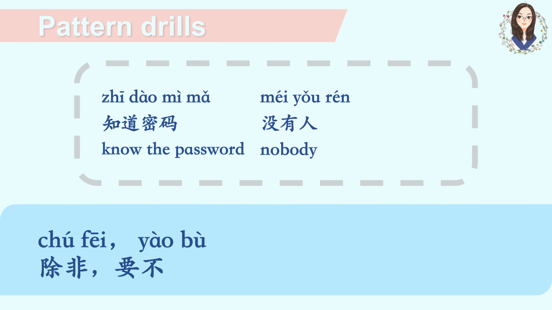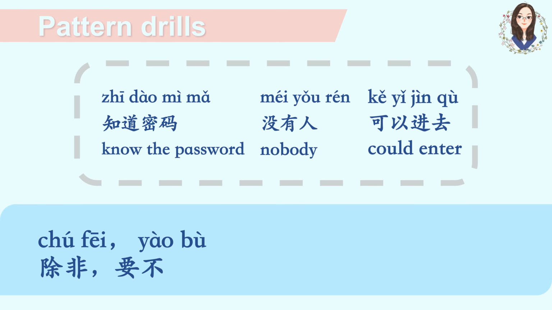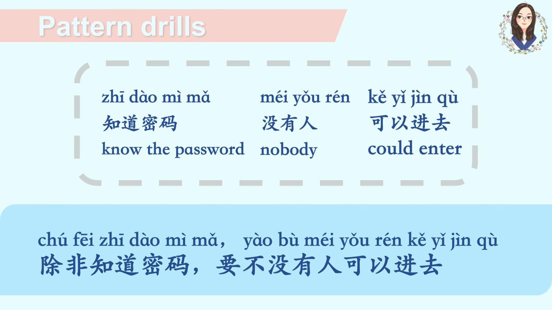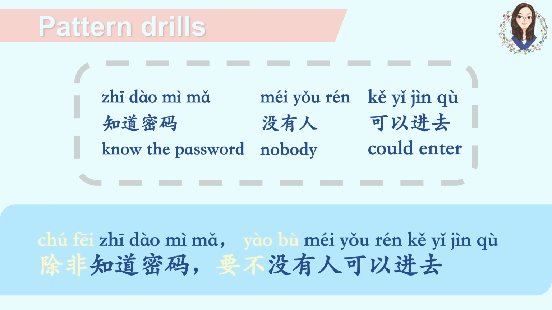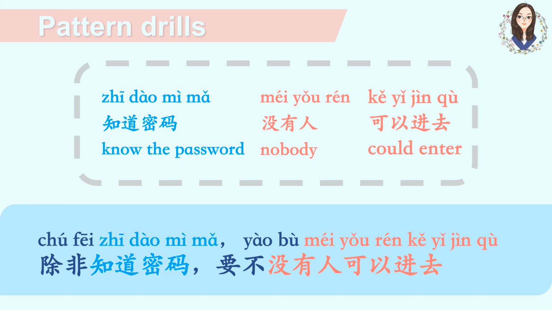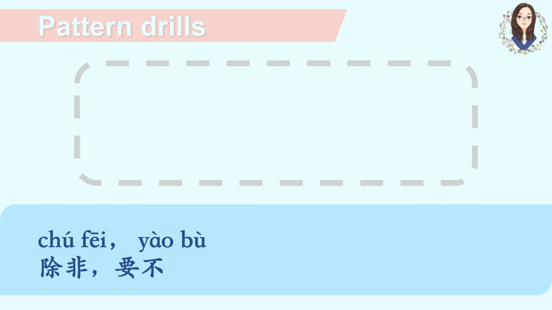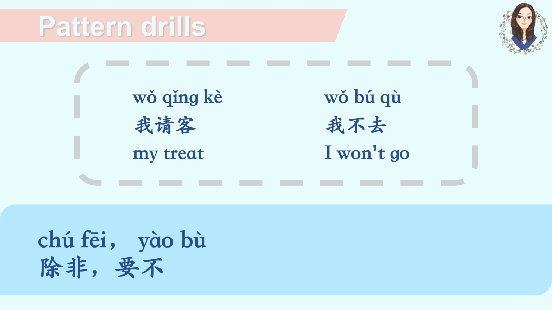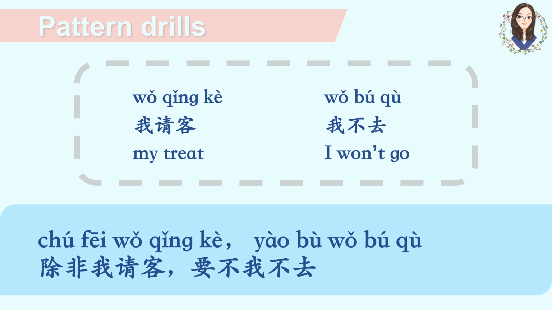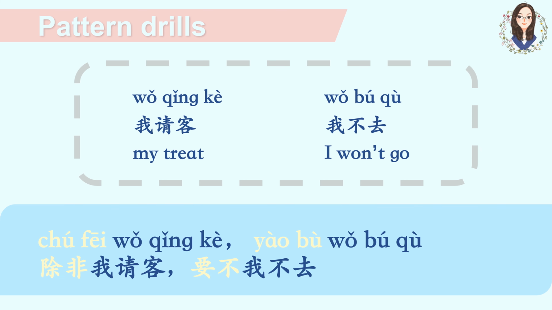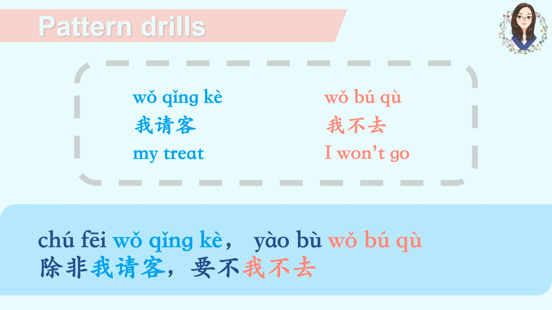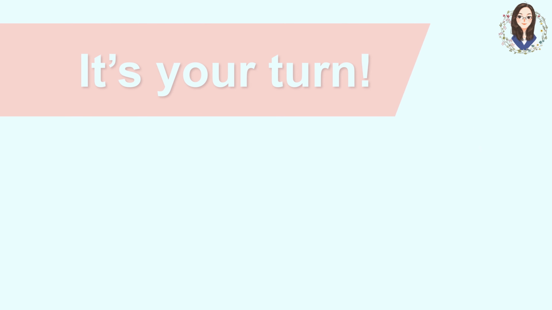知道密码，没有人可以进去。除非知道密码，要不没有人可以进去。我请客，我不去。除非我请客，要不我不去。Now it's your turn to make some sentences with this pattern.